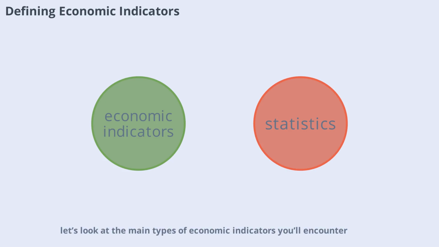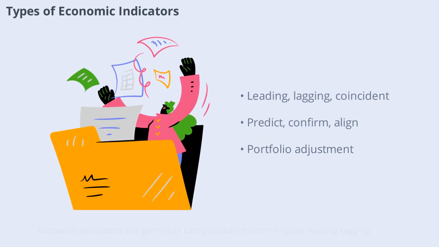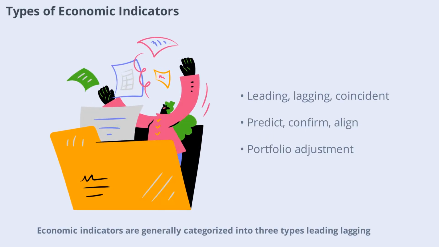Next, let's look at the main types of economic indicators you'll encounter. Economic indicators are generally categorized into three types: leading, lagging, and coincident. Leading indicators predict future economic activity, lagging indicators confirm trends, and coincident indicators move in line with the economy. Each type serves a unique purpose in investment analysis.